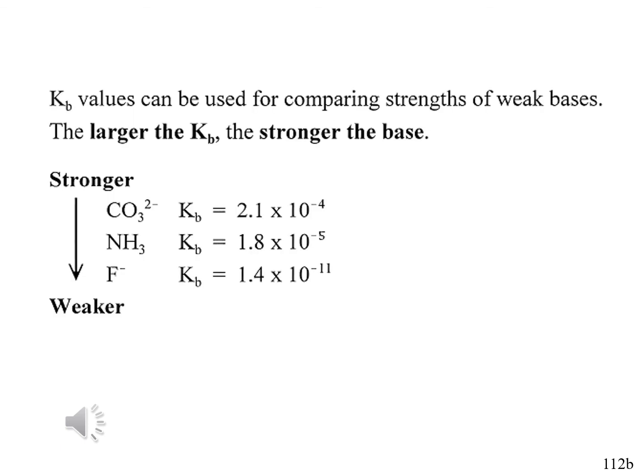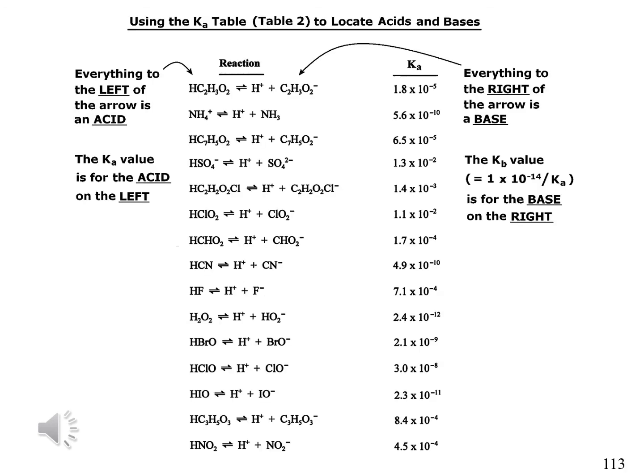So when you take 1 times 10 to the minus 14 divided by the Ka, you get the Kb. And I don't think it's going to surprise anybody that the larger the Kb, the stronger the base, because we've already had several of these. The larger the Ksp, the more soluble the salt. The larger the Ka, the stronger the acid, and the larger the Kb, the stronger the base. So you can rank the bases that we just did in order of their strength. If you can remember this concept, you'll be in good shape for the rest of this class.